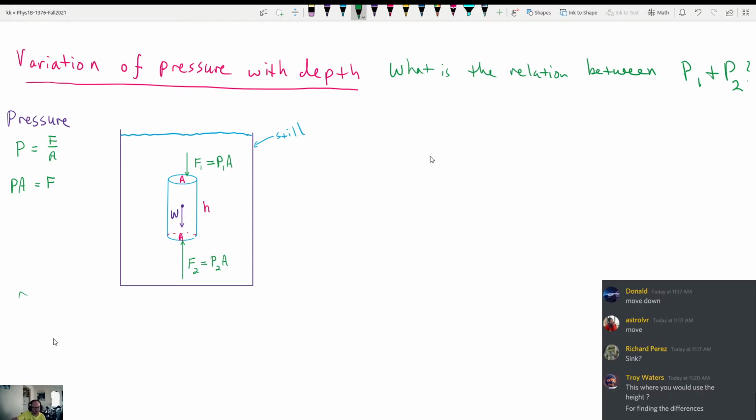We've got a column of water. All of the water in the container is still. We're looking at the forces acting on that column of water. We acknowledge there must be a weight. There must be some pressure on the top. There must be some pressure on the bottom, right? And if the entire container is still, well then, that means it's in equilibrium.